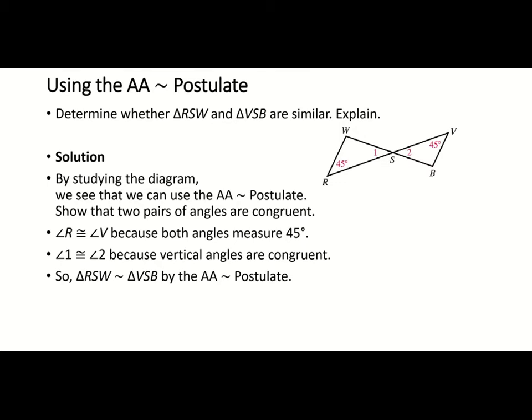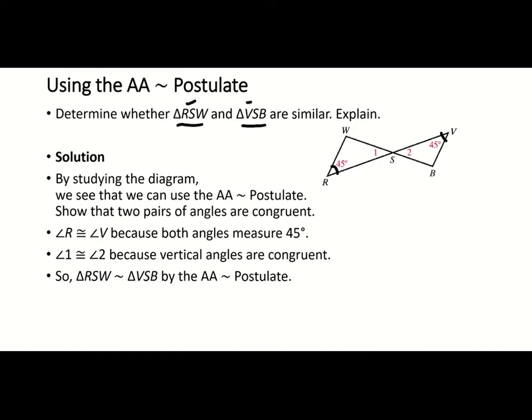So here we have a picture, and they want us to determine if the two triangles are similar. And we have triangle RSW and VSB. We do know that angle R and angle V are congruent, and they're corresponding because they're in the same spots on the naming, and they're 45 degrees.